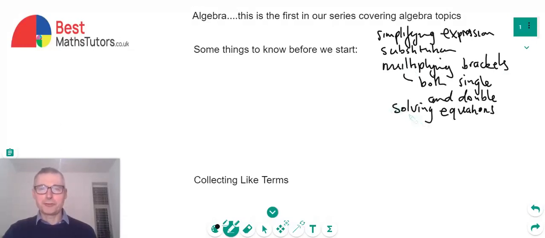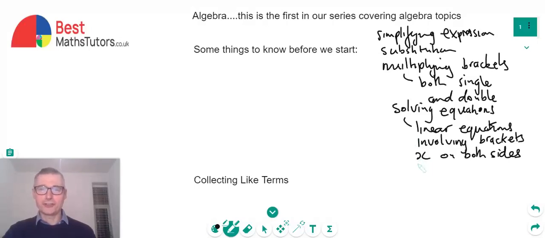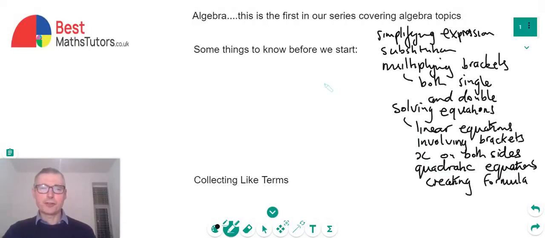And that can be all different types, such as linear equations, ones involving brackets, equations with the unknown, so that's usually x on both sides, non-linear equations such as quadratic equations, and creating formula. So there's many different topics under algebra at GCSE, and I'm just going to cover a couple of things before we start. So this is basically the meaning of some expressions.